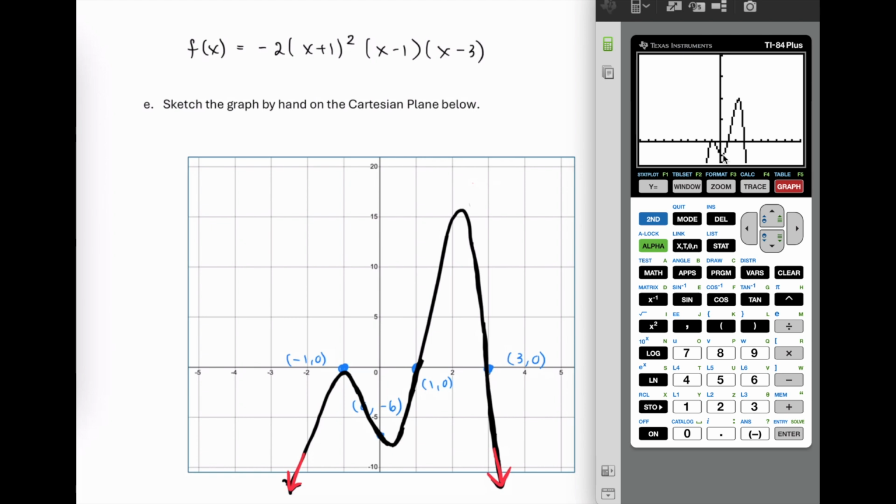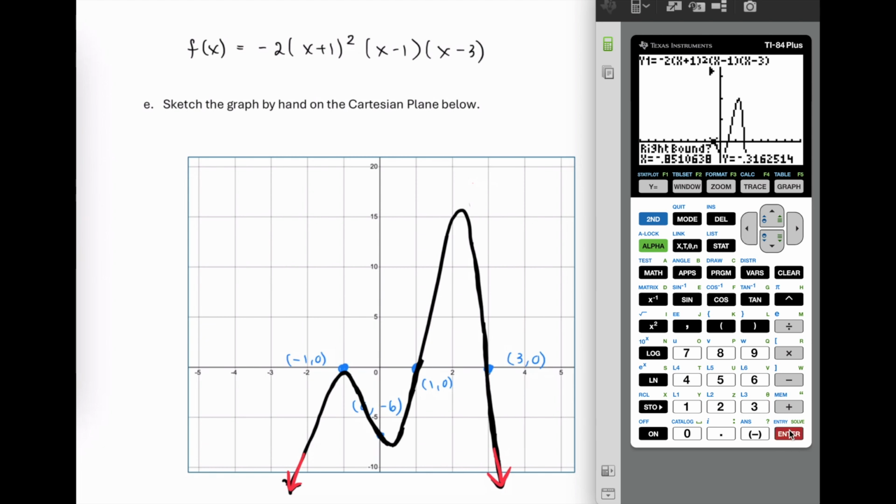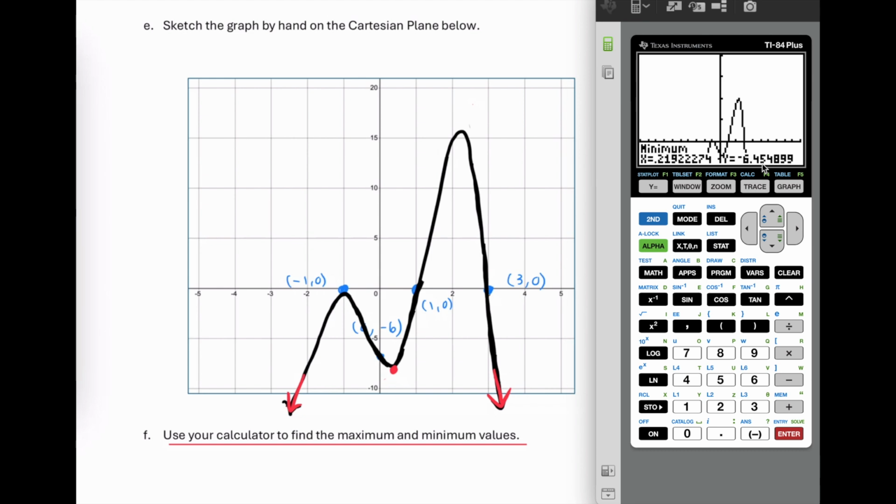We need to find this minimum value, which as you can see is just to the right of the y-axis. So we'll go second calculate, and the minimum value here is number 3. We will go to the left of that minimum, hit enter, give the calculator a right bound, which means go to the right of the minimum, hit enter again. And then the calculator wants us to make a guess at the minimum quantity, so we come close to the minimum value, and we finally see that this ordered pair is at, we'll say 0.22, rounding to 2 decimal places, and -6.45. So let's plot these on our graph here. Our x-coordinate is positive 0.22, and the y-coordinate is negative 6.45.